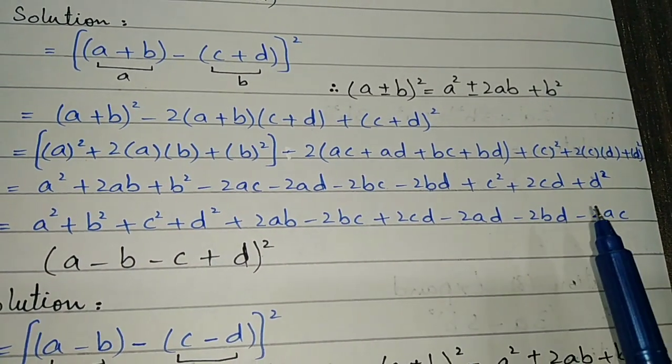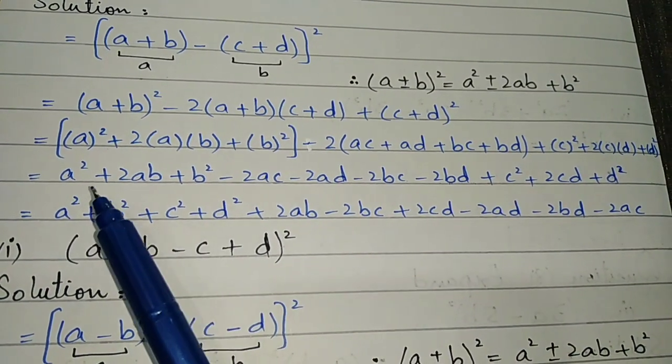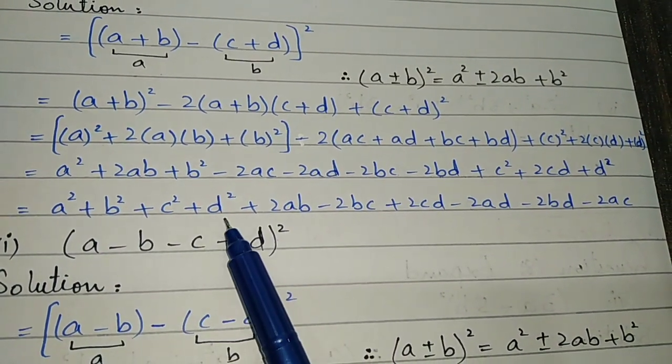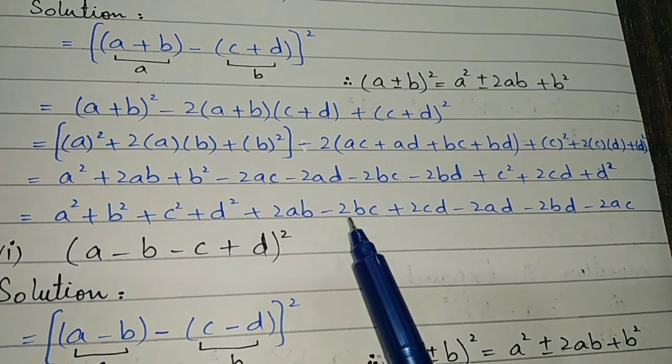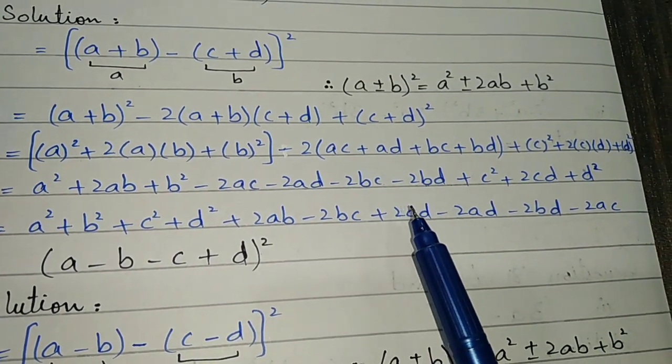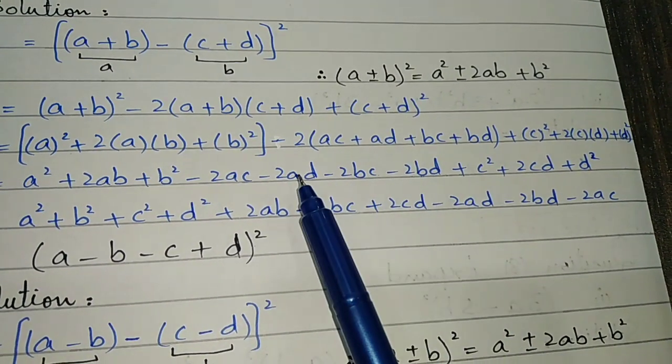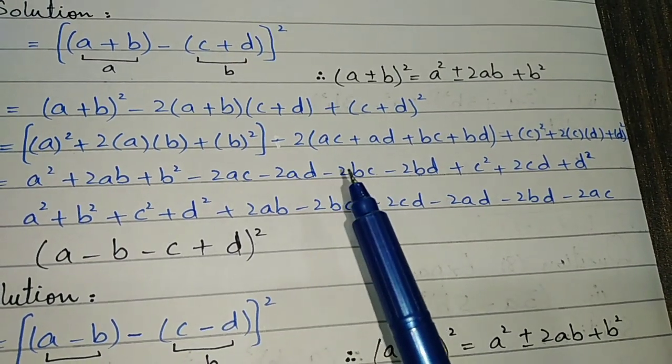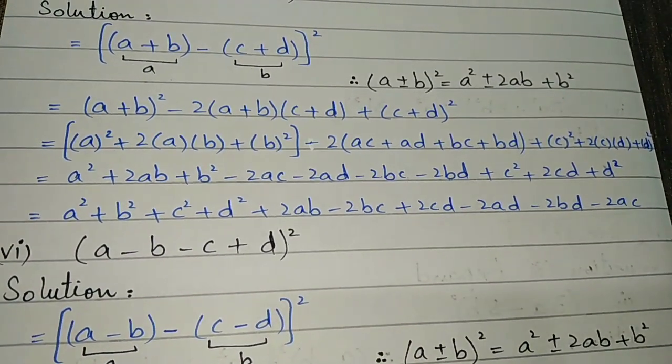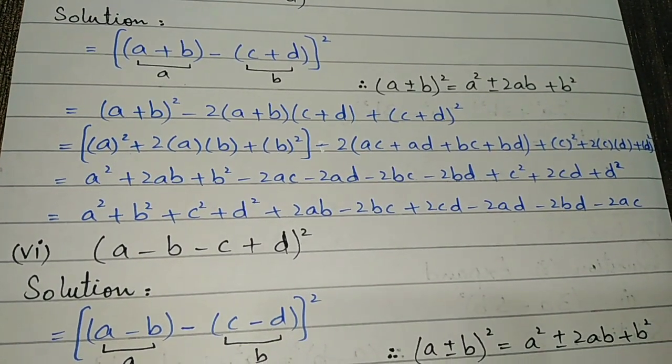These all are unlike terms, so we have to simply arrange them. a² + b² + c² + d² + 2ab − 2bc + 2cd − 2ad − 2bd and −2ac. That's the required answer.